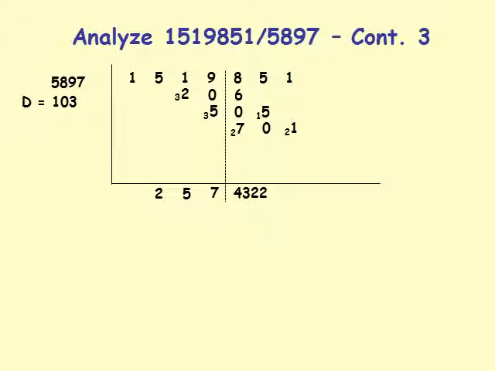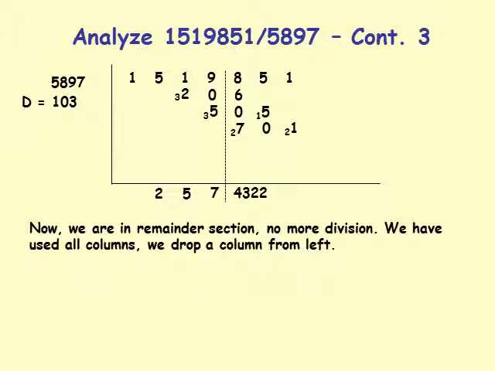This is our solution of the problem. Now we are in the remainder section, and no more division. We have used all the columns. We start to drop the columns off. So this is the situation we had, 257.